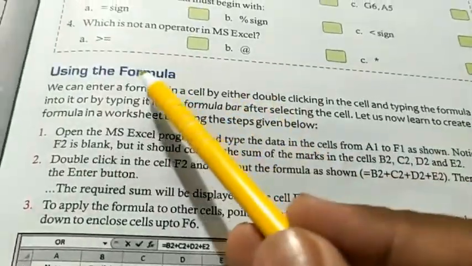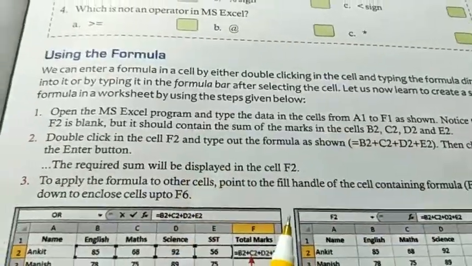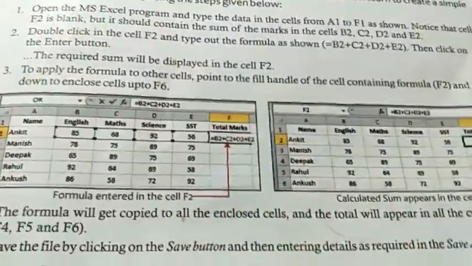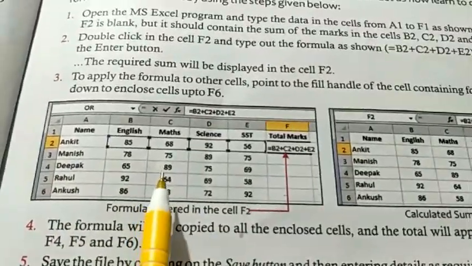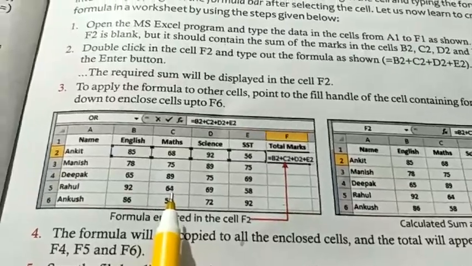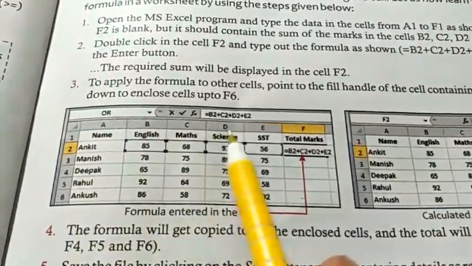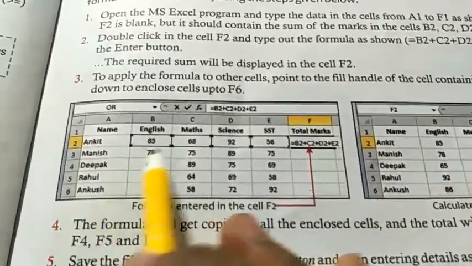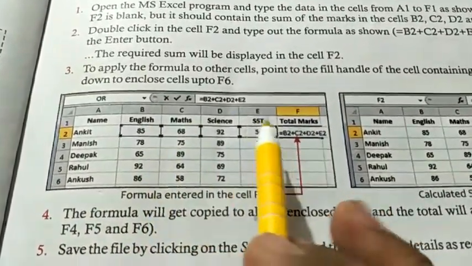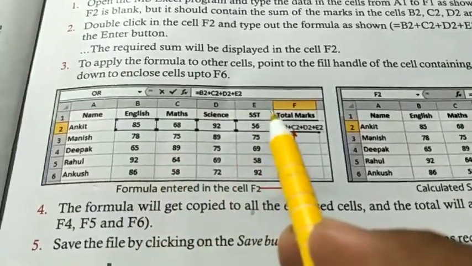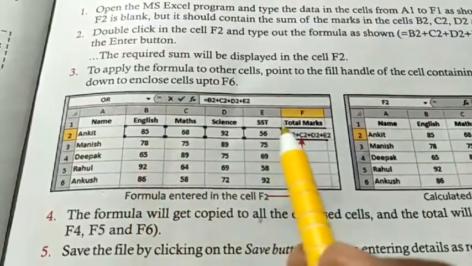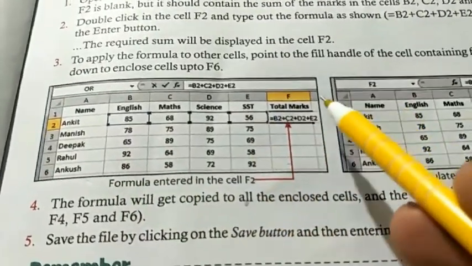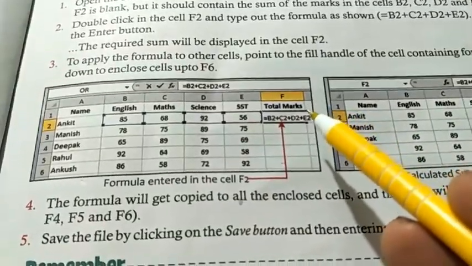Got it? Now come to the next topic, using the formula, meaning how you will use a formula in an MS Excel sheet. To understand this topic, you have to understand this example first. This is a record of a mark sheet of a few students. You can see 5 students and their marks in corresponding subjects like English, Maths, Science and SST, and this column is used to display the total marks.